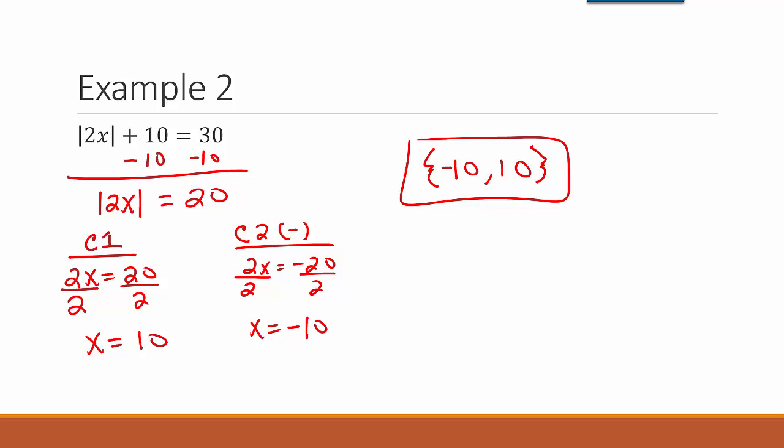Now, the numbers will not always be exact opposites for your solution set. Sometimes you may get 3 and 5. So the numbers will not always be exact opposites like we've had on the last two problems.